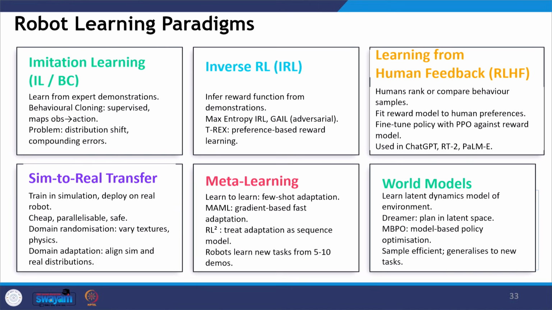The robot learning paradigm consists of imitation learning, inverse RL, learning from human feedback, and simulation to real transfer. Okay. We could have, say, a simulated robot, and then we can transfer that simulation data to the real robot. That is how most robot training is done these days. Then you have meta learning and world models.